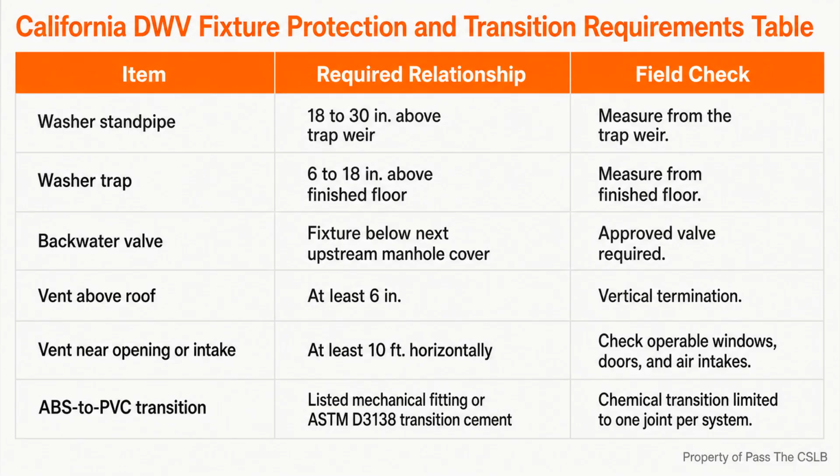The fixture protection reference table groups the washer standpipe dimensions, backwater valve trigger, vent termination height, and separation from openings. These are separate rules, but they share one supervision habit. Measure from the correct reference point.